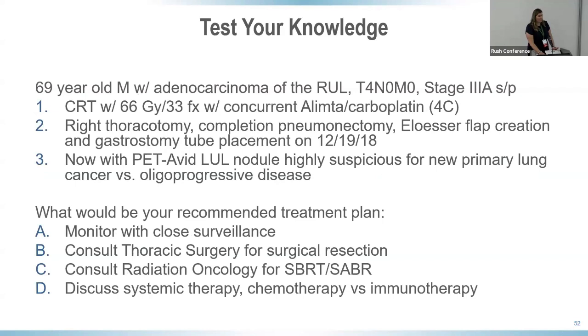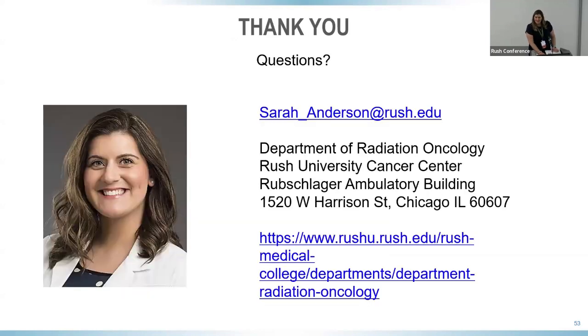So coming back to our question with your 69-year-old who now has a PET avid left upper lobe nodule, and you're not sure if it's a primary cancer or in the setting of oligoprogressive disease, think about which options you would choose. And if I could have a raise of hand for question A, B, C, and then question D. Thank you very much. I hope you learned something.